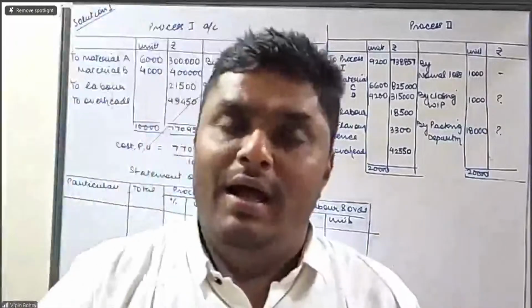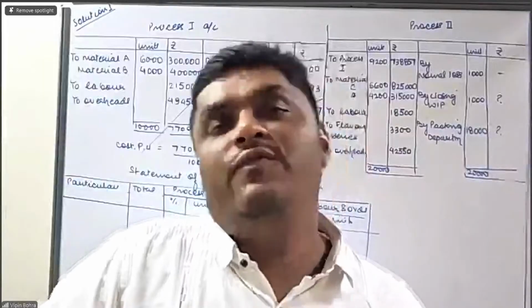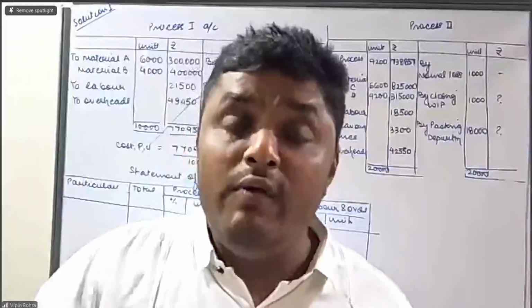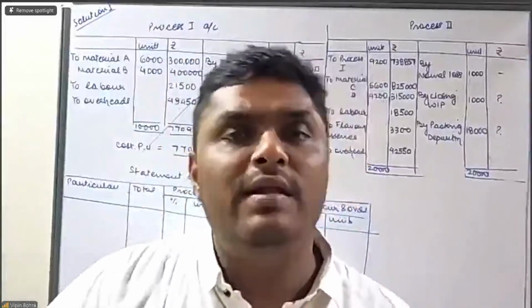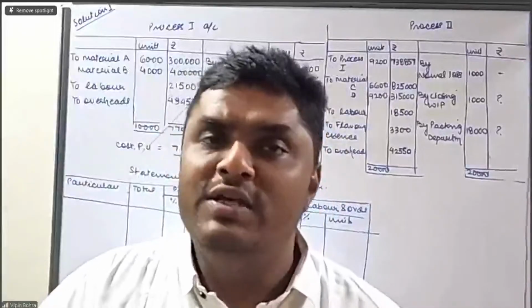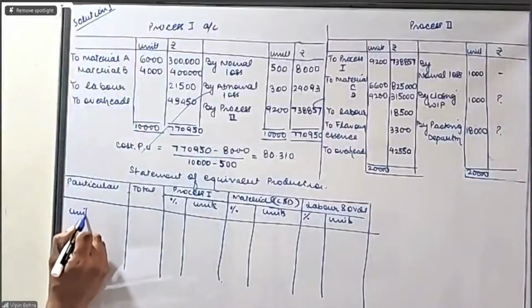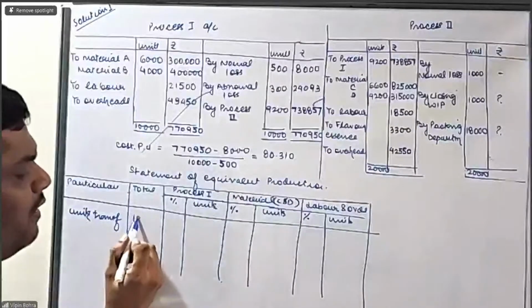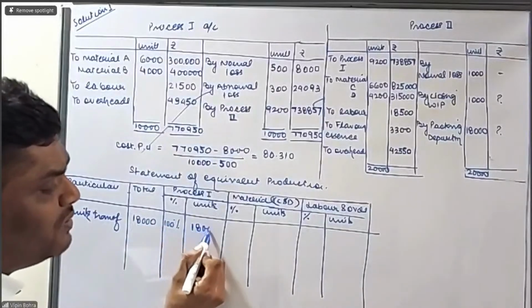Now herein, no question arises as regards whether to use FIFO method or weighted average method, because there is no information given in the question as regards opening work in progress. If the question has opening work in progress given, then the question comes as regards whether we have to apply FIFO method or weighted average method. But in this question, no information is given as regards opening work in progress. So straight away we can calculate the equivalent number of units. So total units transferred are 18,000. And since they are transferred to the next process, we will assume they are 100% processed.